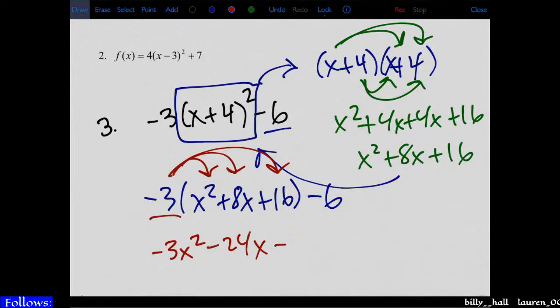Alright, 24x, let's see, we're doing 3 times 8, now we need -3 times 16.